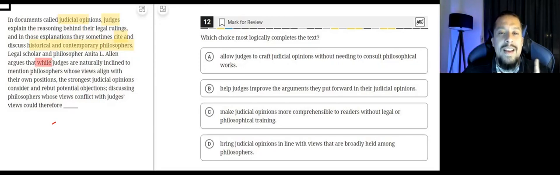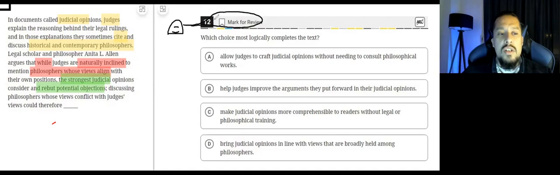So while they are naturally inclined to cite philosophers that align with their views, the strongest judicial opinions also rebut philosophers who go against their views. So right now, if I make a judgment, I want you to think about it now. So I'm a judge, I'm just chilling, and I make a judgment.